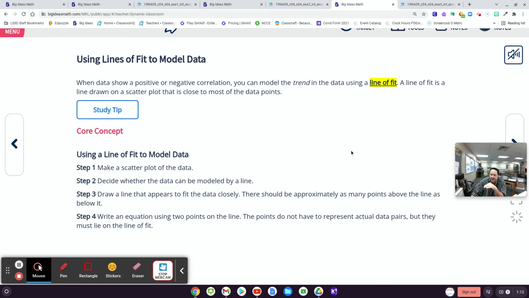If you're a step taker, these are the 4 steps. First, make a scatter plot. Second, decide whether the data can be modeled by a line. Is there a positive or negative correlation? Third, draw a line that appears to fit the data closely. There should be approximately as many points above your line as below the line. And then 4, write the equation using any 2 points from the line that you drew. The points do not actually have to be actual data pairs. They just have to be on your line. And we're going to practice one example of that next.